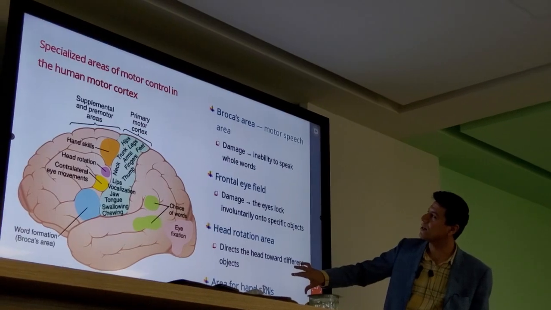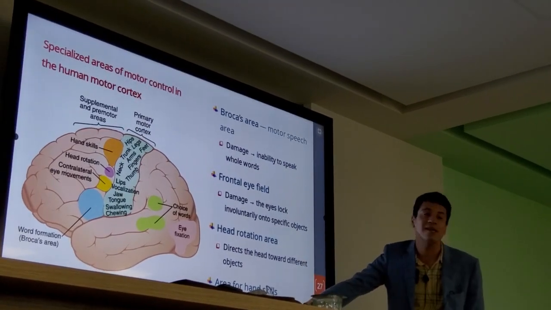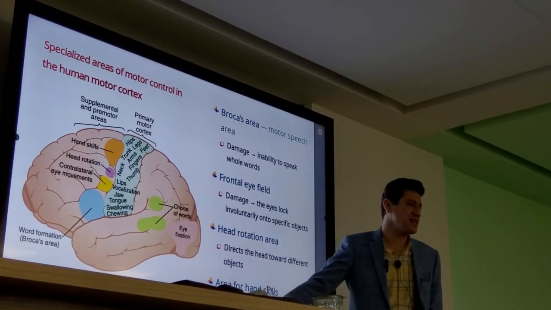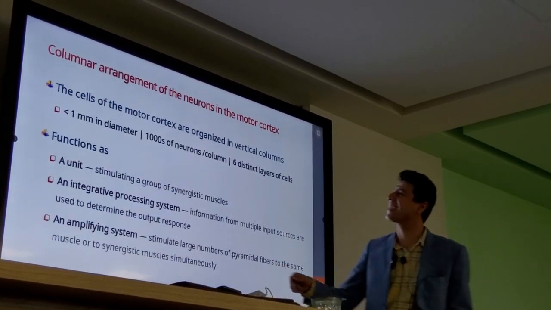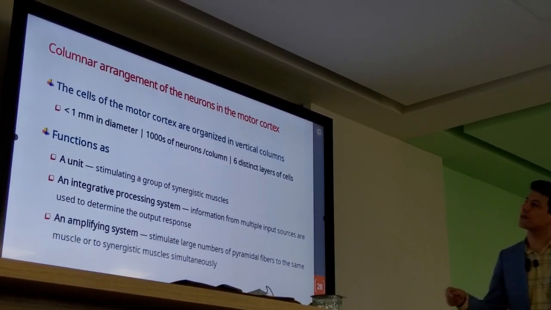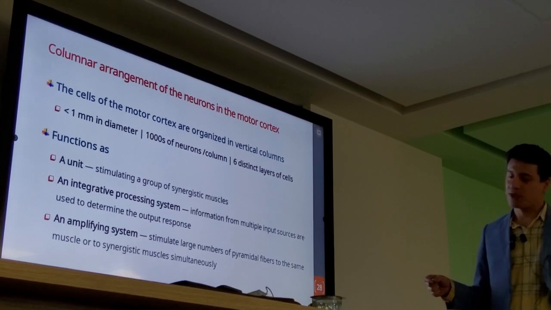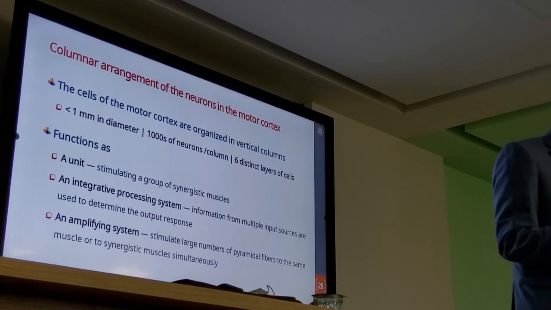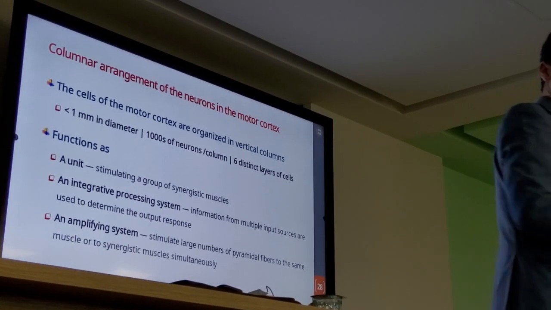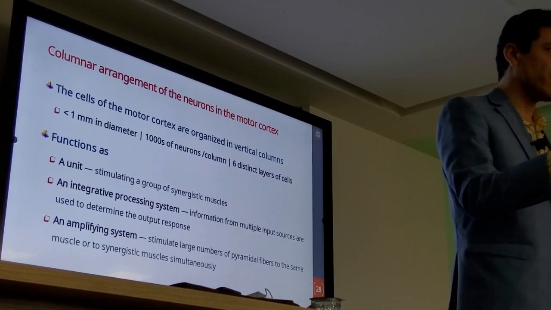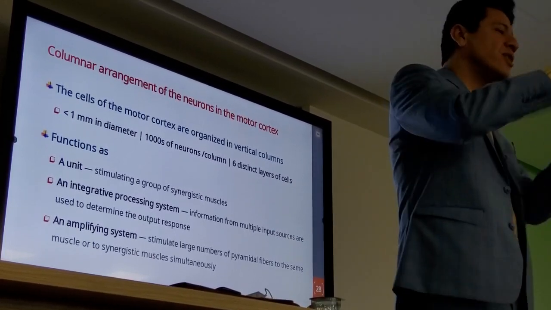Okay, you cannot see the word here because it's here. Okay, so apraxia. So, columnar arrangement of the neurons. Primary, premotor, supplementary motor area neurons are arranged in some columns.